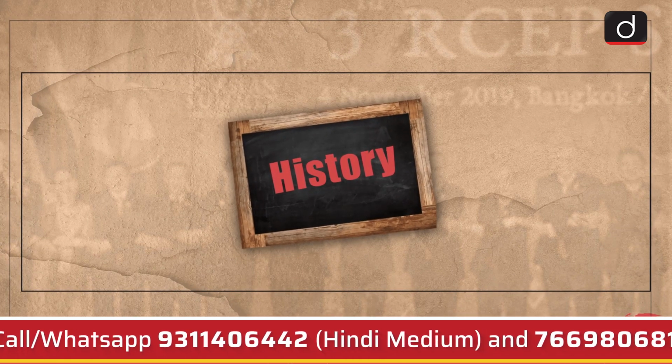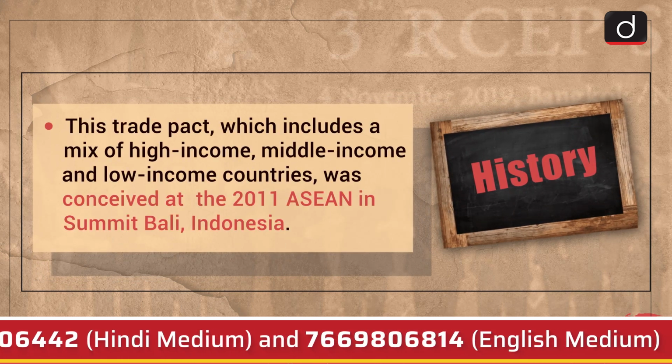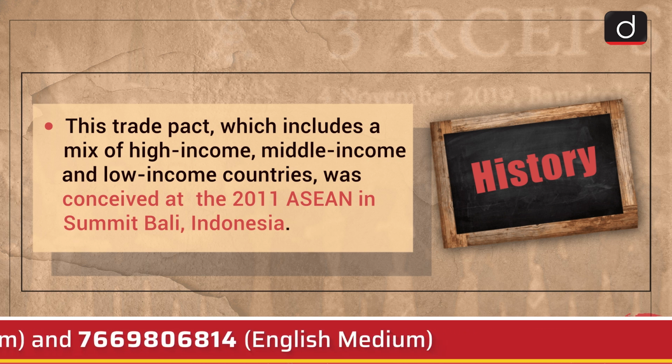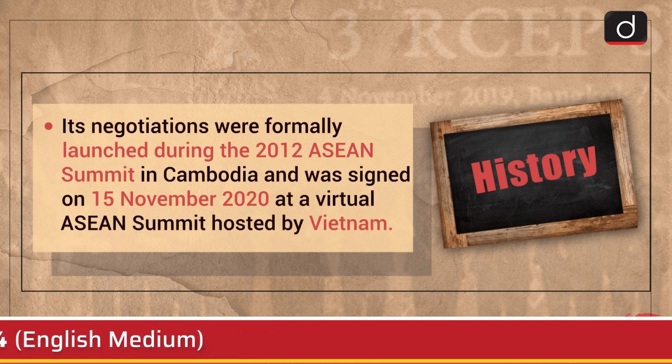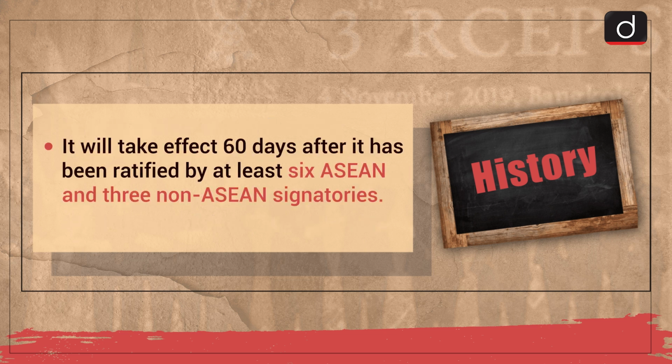Now, looking at its history. This trade pact, which includes a mix of high-income, middle-income and low-income countries, was conceived at the 2011 ASEAN Summit in Bali, Indonesia. Its negotiations were formally launched during the 2012 ASEAN Summit in Cambodia and signed in 2020 at a virtual ASEAN Summit hosted by Vietnam. It will take effect 60 days after it has been ratified by at least 6 ASEAN and 3 non-ASEAN signatories.